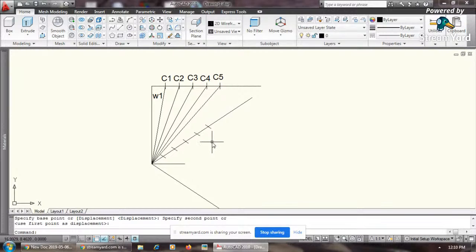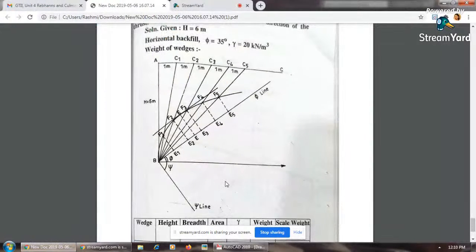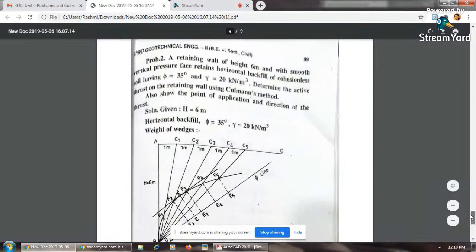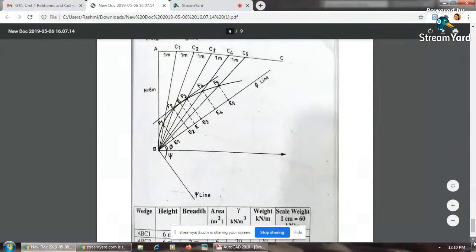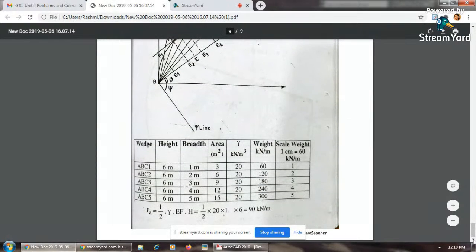Now what you have to do is, here you have to do the calculations. You have to calculate all the weights whatever given. So how you will calculate all the weights? So see this is the graph you have to draw. Okay. So this is the graph you have to draw. This curve we need to draw. For drawing this, you have to calculate all these weights. So how you are going to calculate these weights? So these are your weights. You have to take wedges, wedge, height, breadth, area, gamma, weight, and scale.